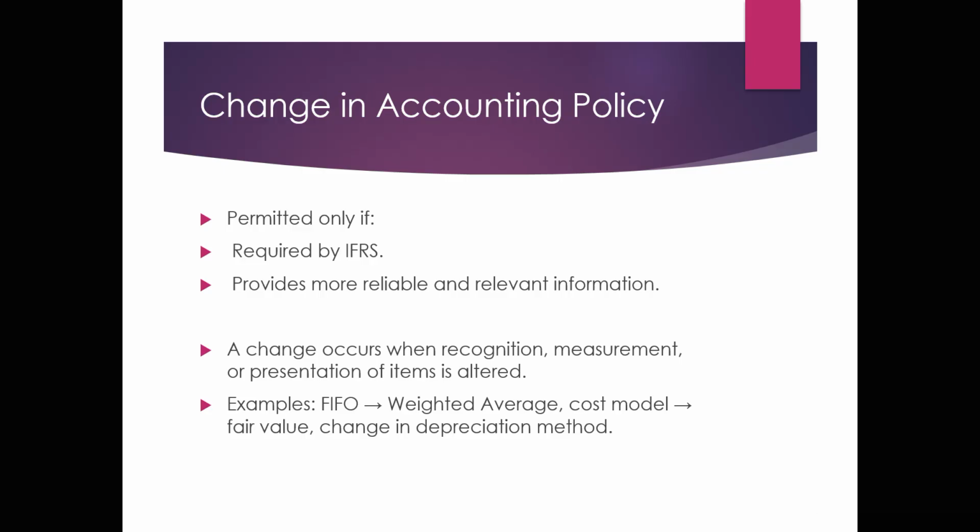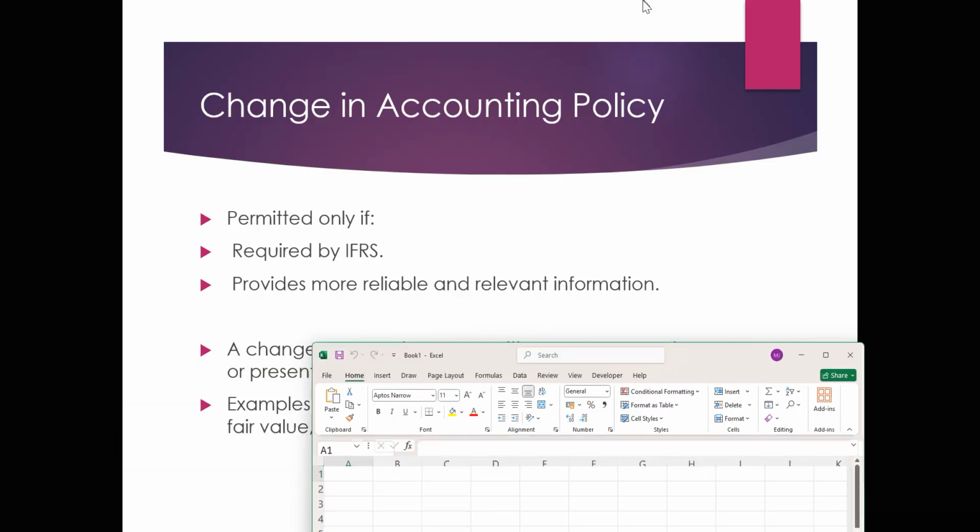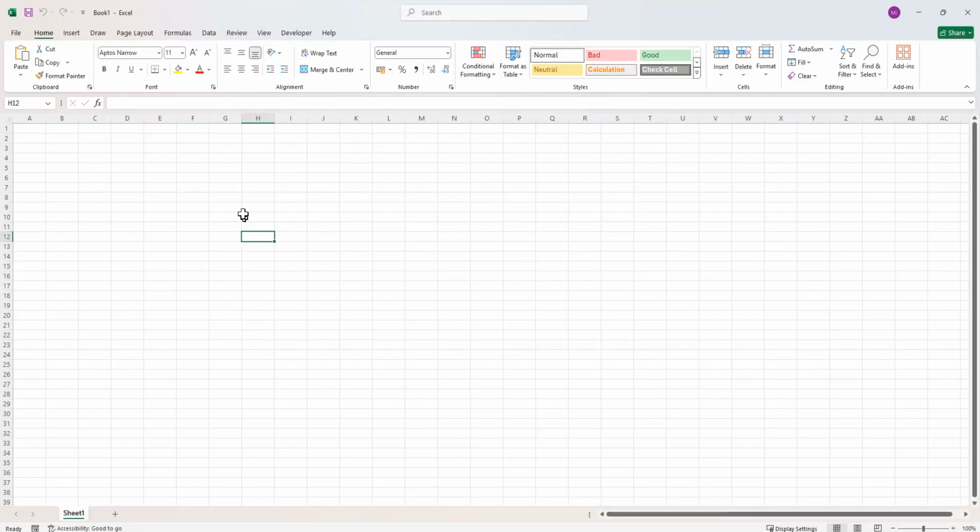So if the asset is 50,000 pounds, let me bring up Excel to explain this, so I don't just talk without showing us what I'm talking about. Sorry, my Excel is coming up. Okay. Can you see my Excel, please?